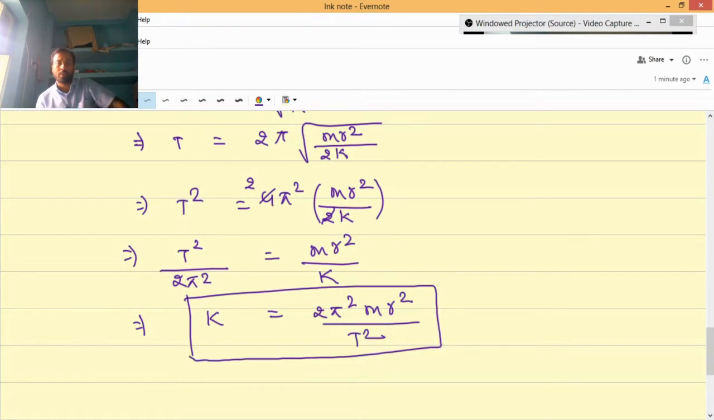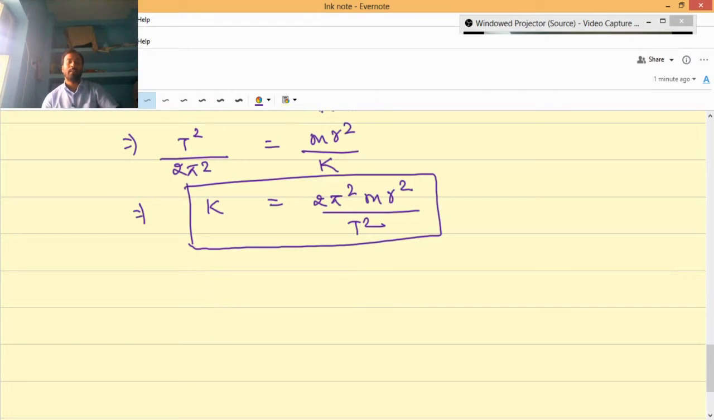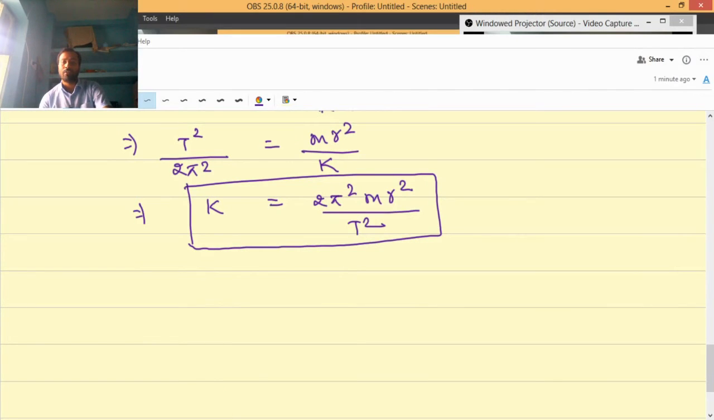So we can get the value of the torsional constant like this. This can be our answer for the 53rd question: it is 2π² mr² divided by T². So this is the answer for the 53rd question. In this way we have evaluated the answer for the 53rd.